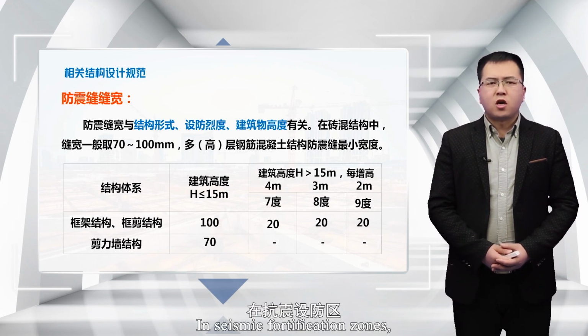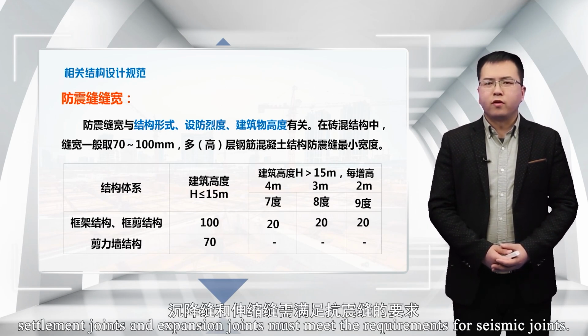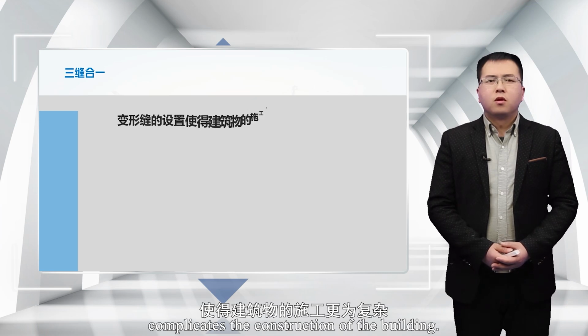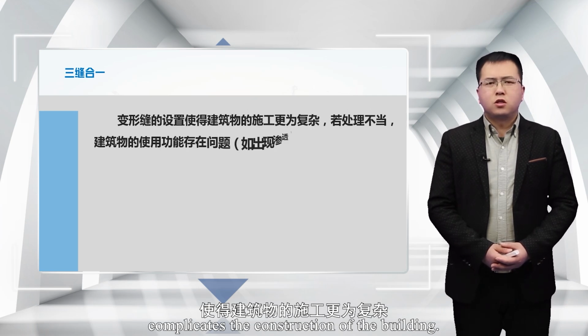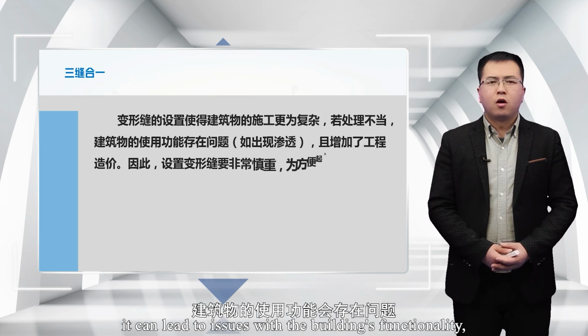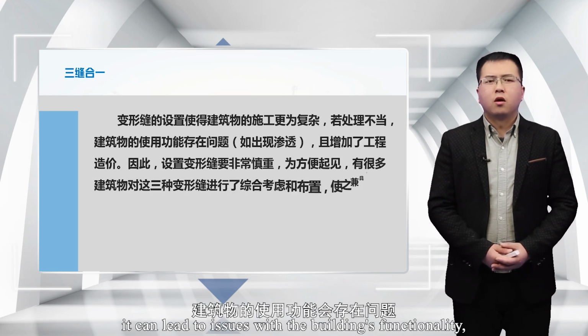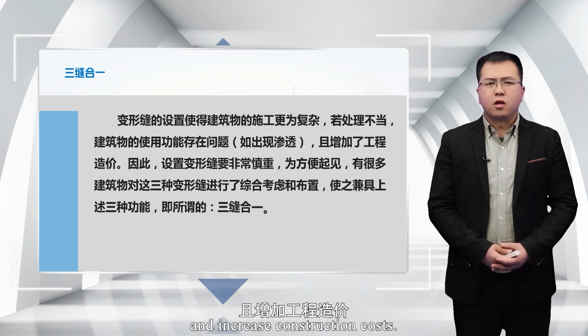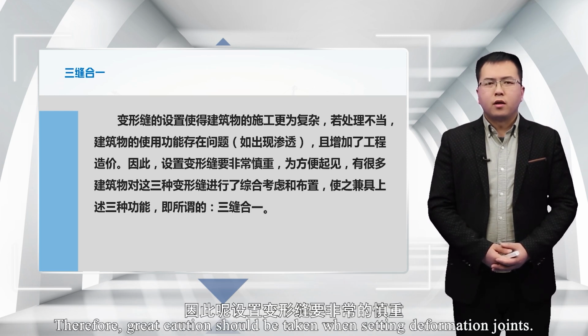In seismic fortification zones, settlement joints and expansion joints must meet the requirements for seismic joints. When setting deformation joints, the installation of these joints complicates the construction of the building. If not handled properly, it can lead to issues with the building's functionality, such as leakage problems and increased construction costs. Therefore, great caution should be taken when setting deformation joints.